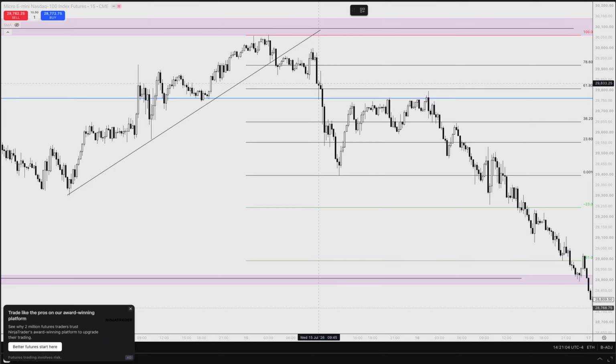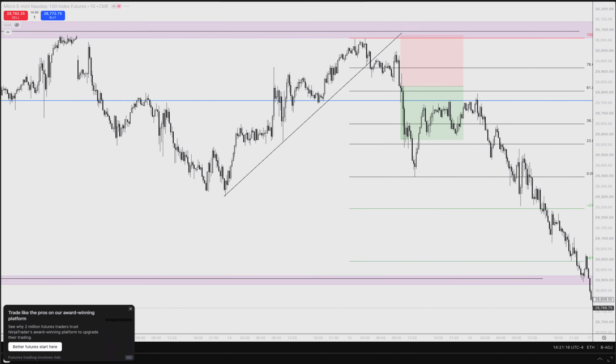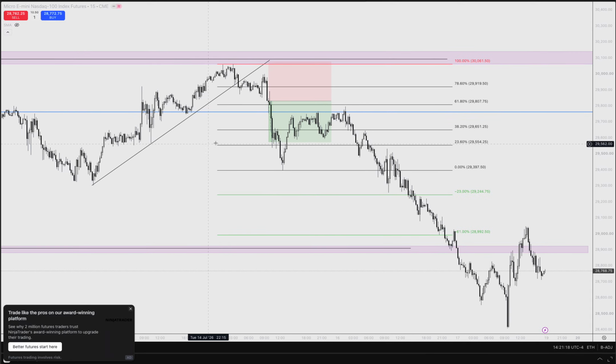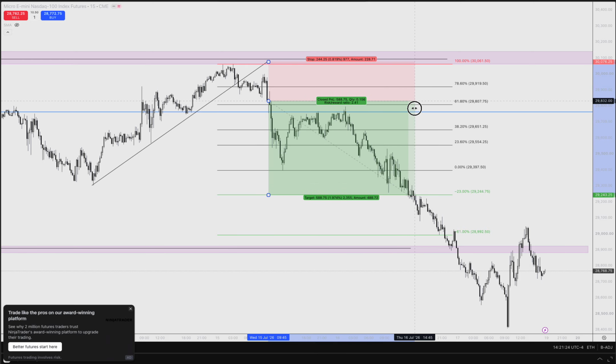And realistically, if you're going for the big move, you have your stops above here just so you don't technically get wicked out here if price does move back upward. But if you have prices here, just to be safe, and you're going for that negative 23%, this is where it hits it.